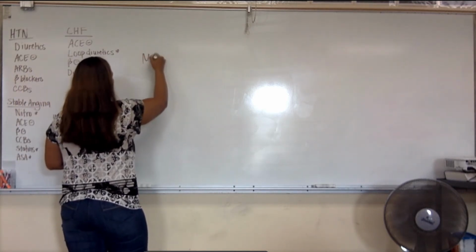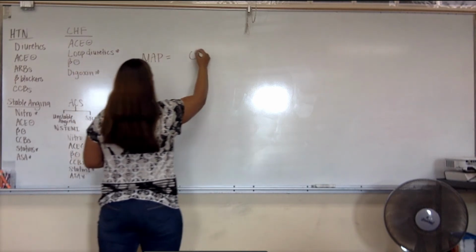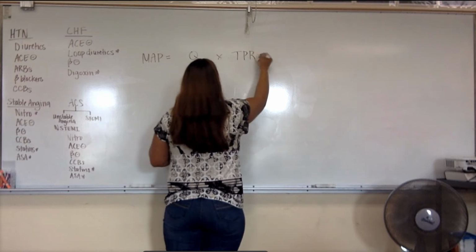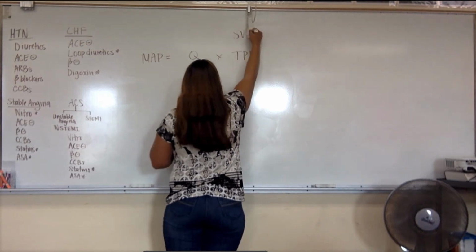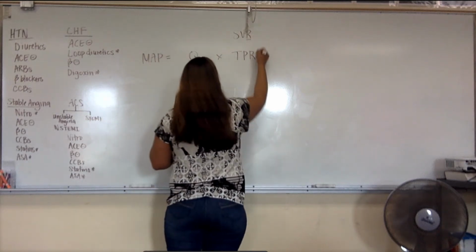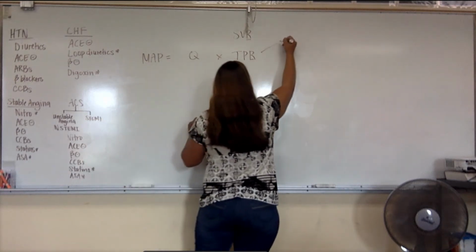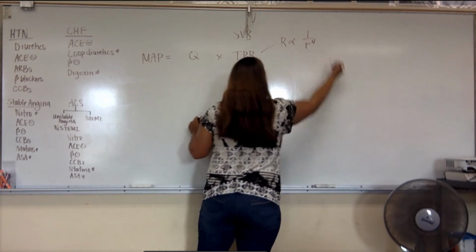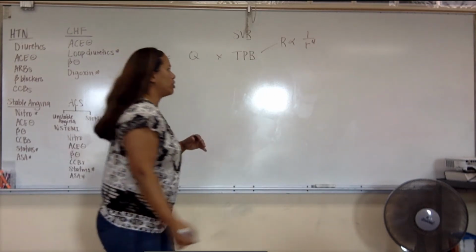So mean arterial pressure is equal to cardiac output times total peripheral resistance, which some books will call systemic vascular resistance. It's the same thing. It all deals with resistance. Resistance has a relationship to the radius, to the fourth power, but they're opposite one another.